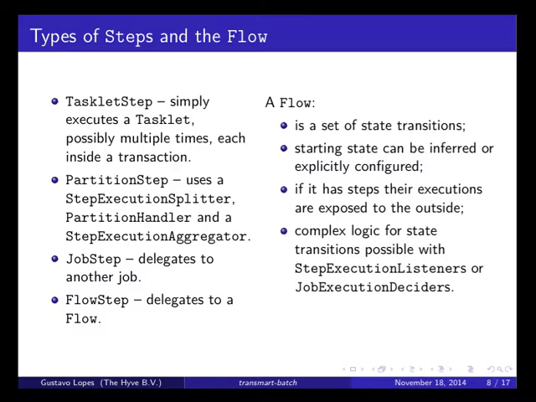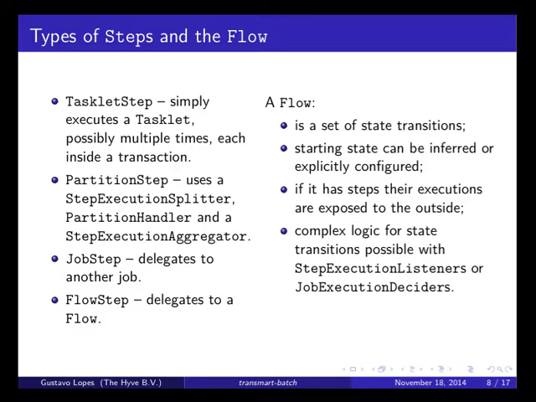There are several types of steps. Tasklet step, which just executes a tasklet. A tasklet is just an interface with one method that says run and some parameters. And so tasklet step executes a tasklet possibly multiple times, each time inside a different transaction. Partition step takes care of dividing a step into several small parts to distribute the load. So it uses a splitter, a handler, and an aggregator to put it back together. We have the job step that delegates a step to a completely different job, or even the same job. So it starts another job.